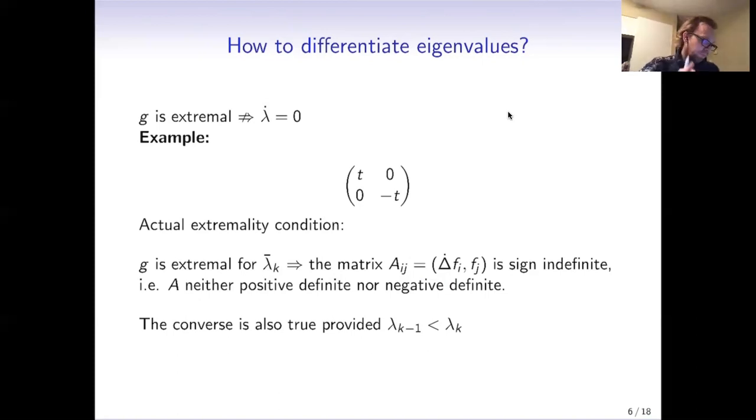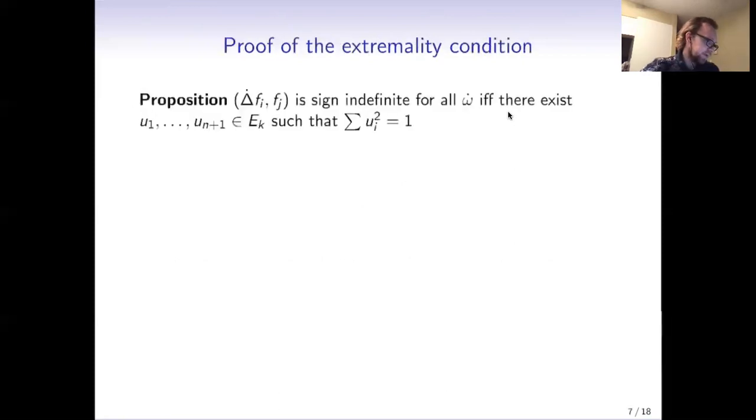Okay, good. So hopefully I convinced you that this is the right condition. We now need to investigate when this matrix is sign indefinite. This is a bilinear form defined on the eigenspace, and we know that this form is nothing but the integral of omega dot FE/FG. And so the proposition is that this actually happens.